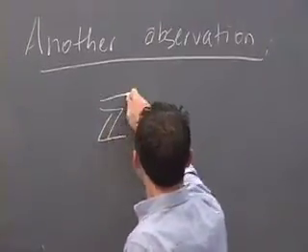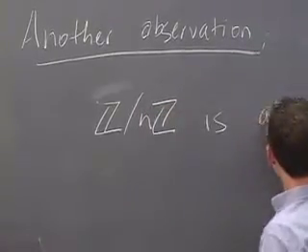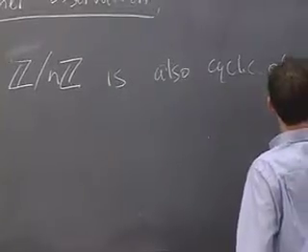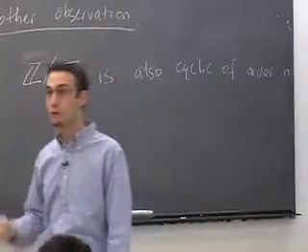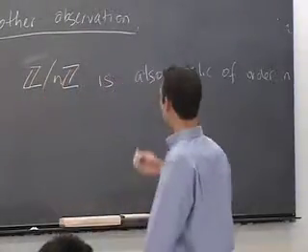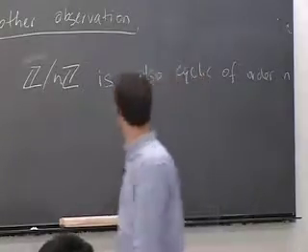Well, here's another nice construction of such a group. Z mod nZ is also cyclic of order n. And it's a nice model for a cyclic group of order n. Remember, we saw that all cyclic groups of order n are isomorphic. So here is a very simple way of studying cyclic groups of order n.